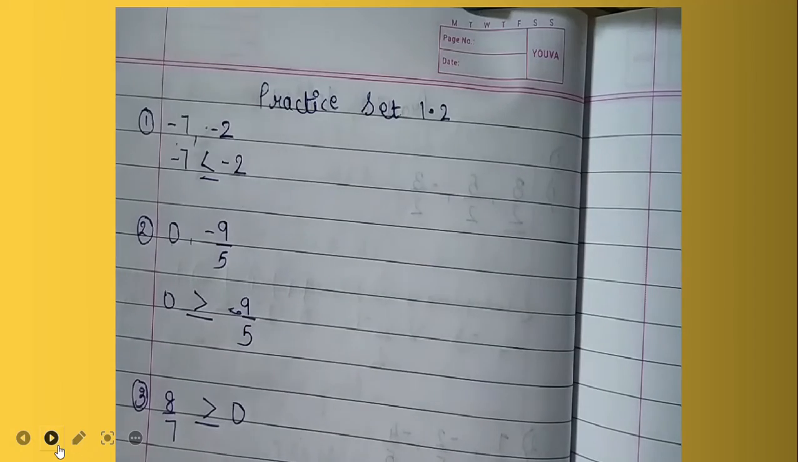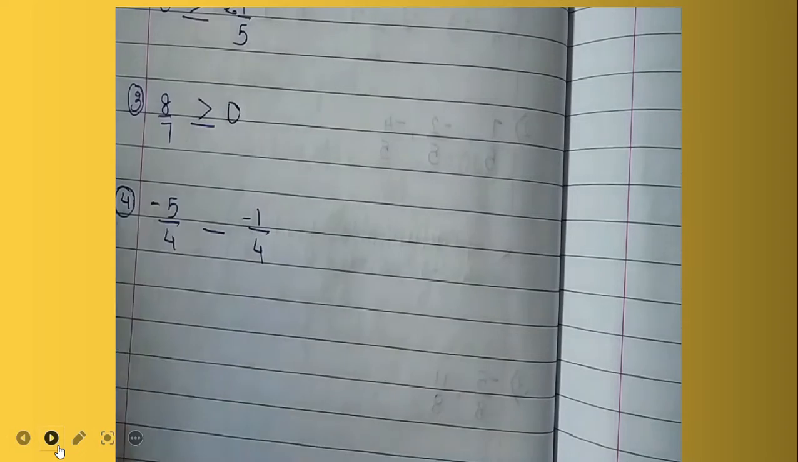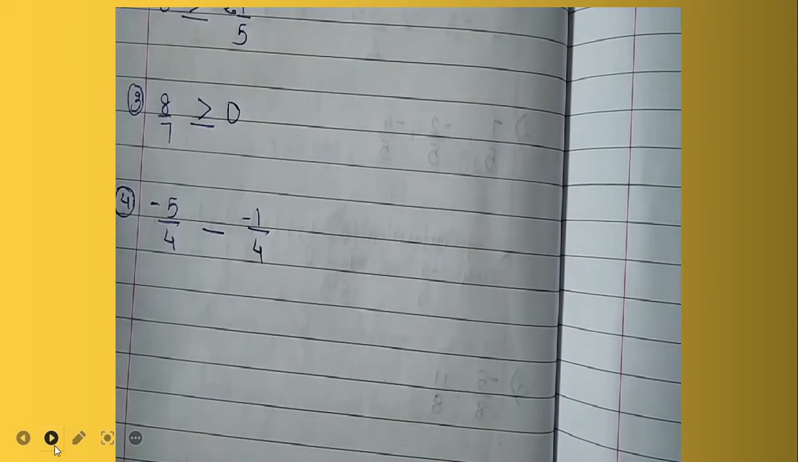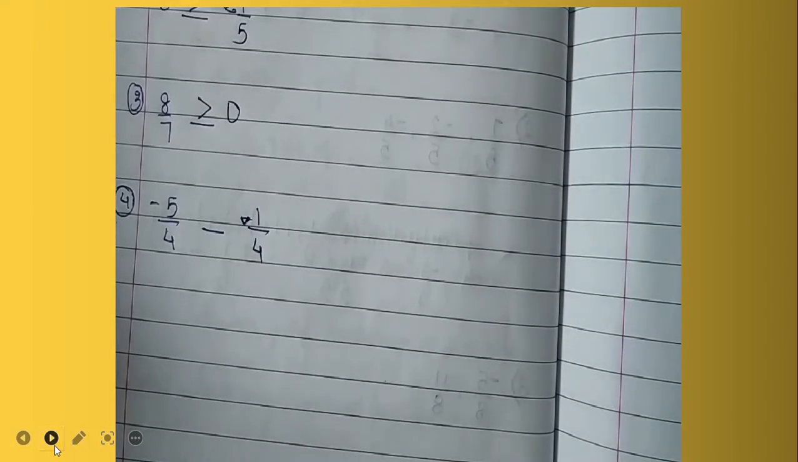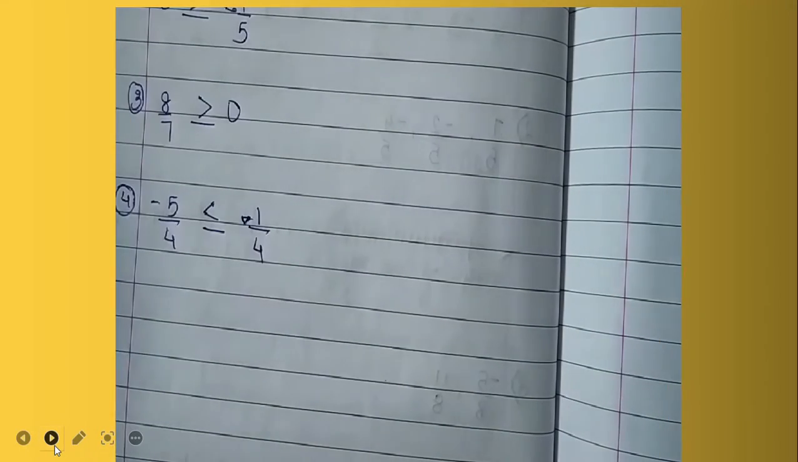Let's move to the next. Now minus 5 upon 4 and, sorry, it's not minus, it's only 1 upon 4. So the numbers on the left hand side are smaller than any other number. So 1 upon 4 is greater. So minus 5 upon 4 is lesser than 1 upon 4.